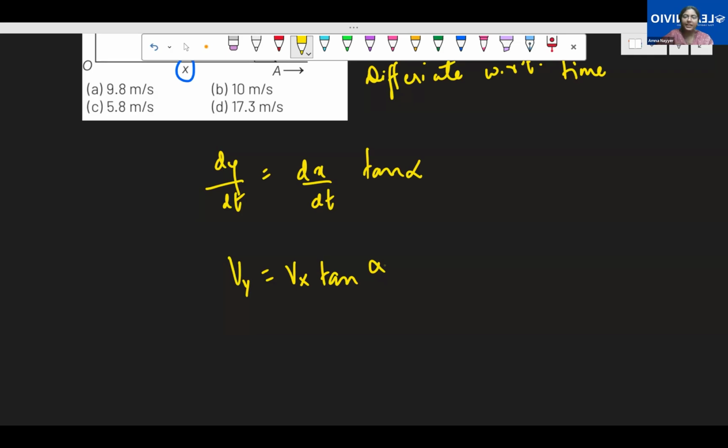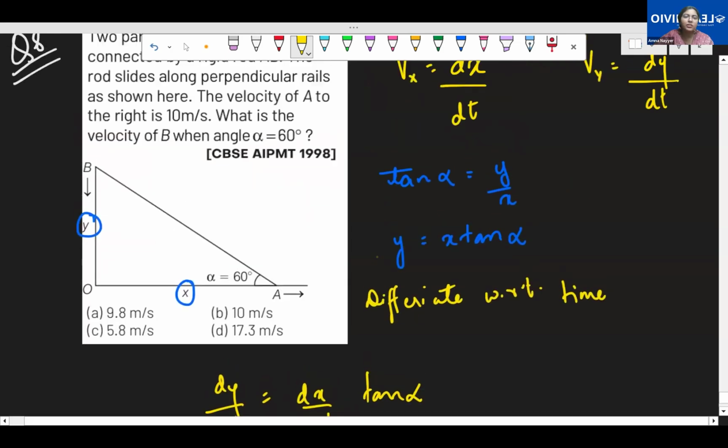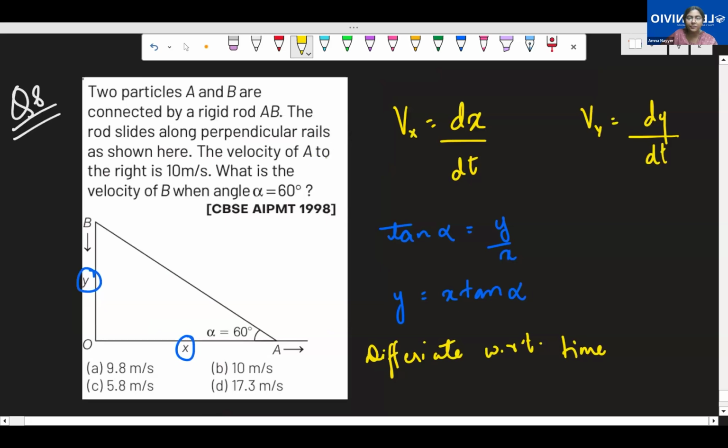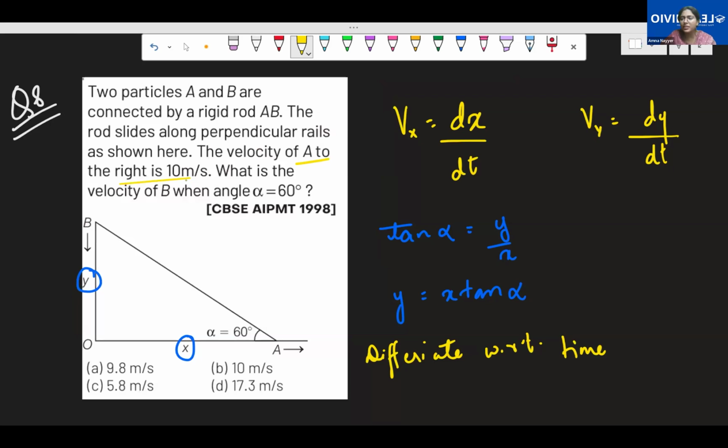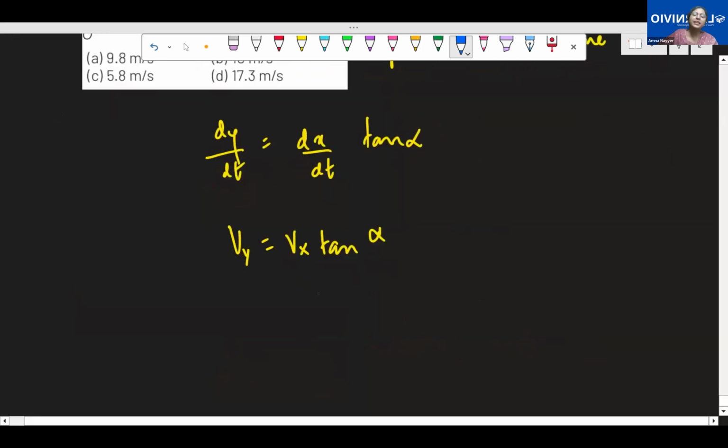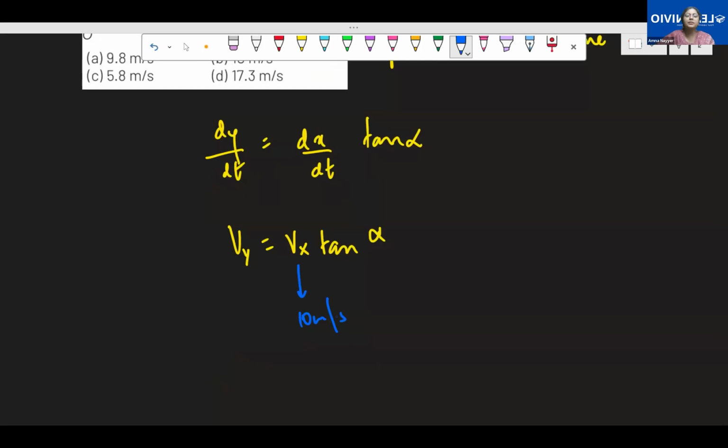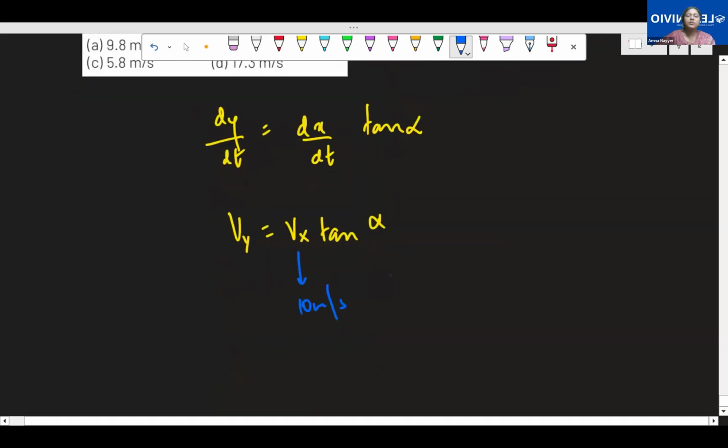Okay, getting it? Now see, velocity was already given to us. Velocity of A to the right is 10 meter per second. What is meant by velocity to the right? Vx, right? Velocity to the right will be Vx. It means we are already provided with this Vx, that is 10 meter per second. And alpha is also given in the question, that is 60 degree.